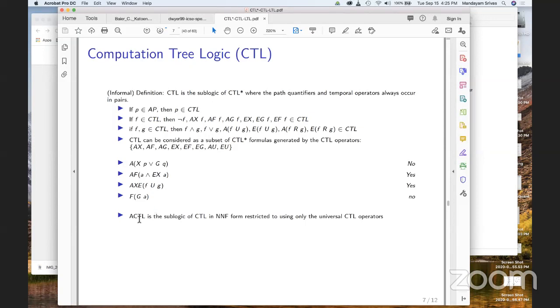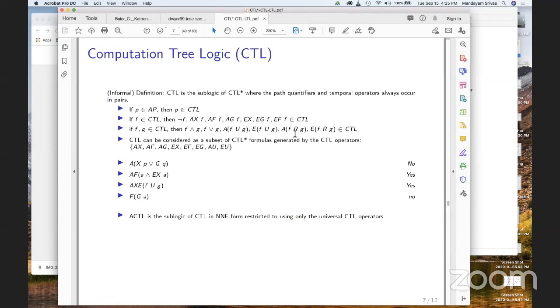So another fragment of CTL star, which is actually a fragment of CTL itself, is something called ACTL. It is the sublogic of CTL, restricted to using, well, this is in NNF. Basically it is restricted to using only universal CTL operators.